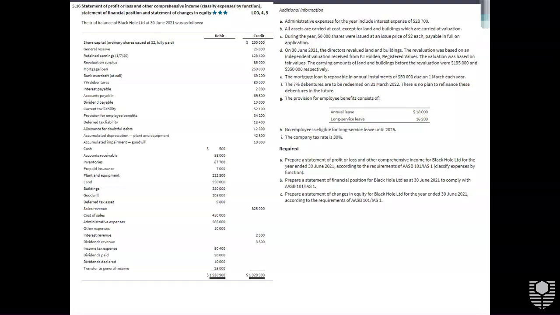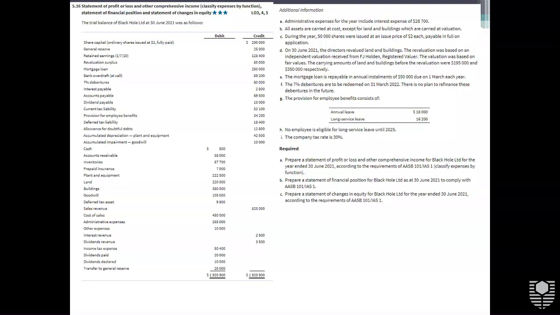Allowance for doubtful debts, that's associated with your accounts receivable. Your accounts receivable is a current asset, so we put it with our current assets. Your accumulated depreciation on plant and equipment. Plant and equipment is a non-current asset. Accumulated depreciation is a contra asset account, so it comes off your plant and equipment. So it goes with your non-current.